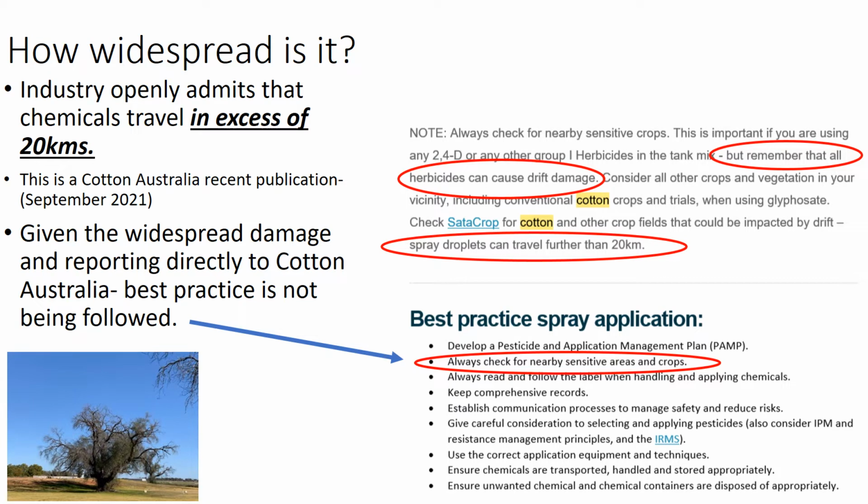So the difficulties for people living in cotton growing areas is that the industry itself admits that the applications it puts on will travel in excess of 20 kilometres, and that all herbicides applied can cause drift damage. So that means that they are admitting that all of the chemicals being applied do go off where they are being applied. Given the widespread damage and reports directly to Cotton Australia and throughout the regions where cotton has been growing, it's disappointing to say that even their own best practice spray application advice is not undertaken regularly.